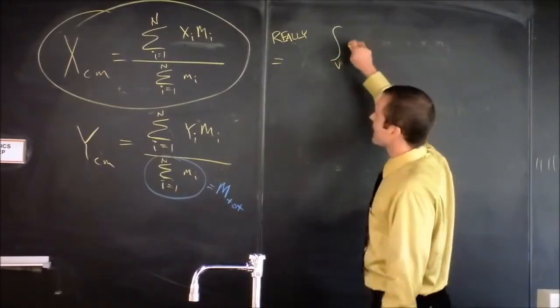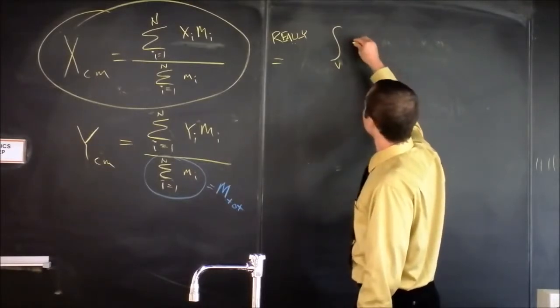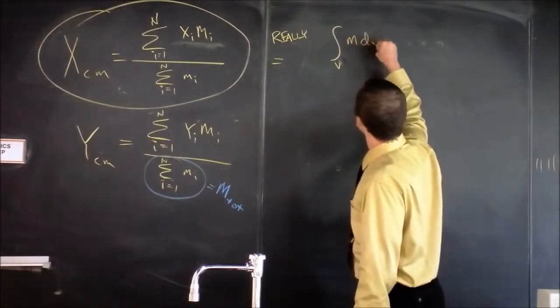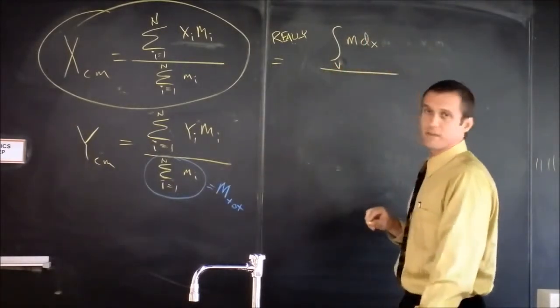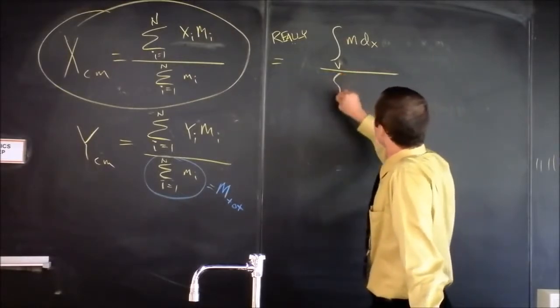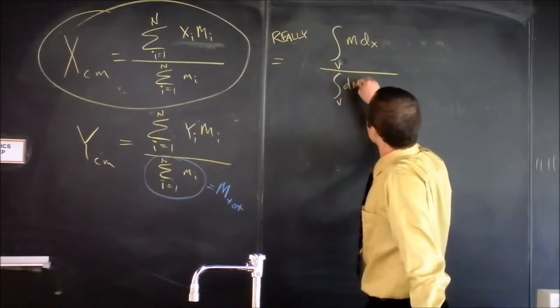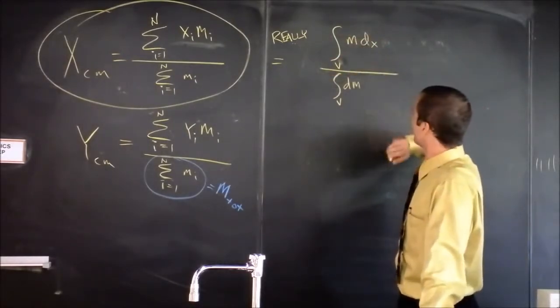Integrate over the volume. We're going to integrate the mass over all positions in the x direction, and then I have to divide it by the entire mass. The way to do that is to integrate over the volume the mass, dm, like that. So this says how we can actually do it using the calculus language.